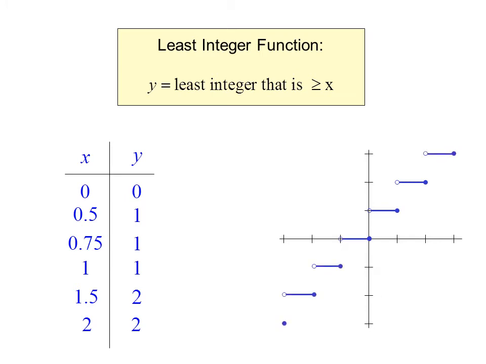The entire graph looks like this. It's easy to confuse with the greatest integer function. Both functions start with a dot on the origin, but the first line segment on the greatest integer function goes to the right, where x is greater. The first line segment on the least integer function goes to the left.